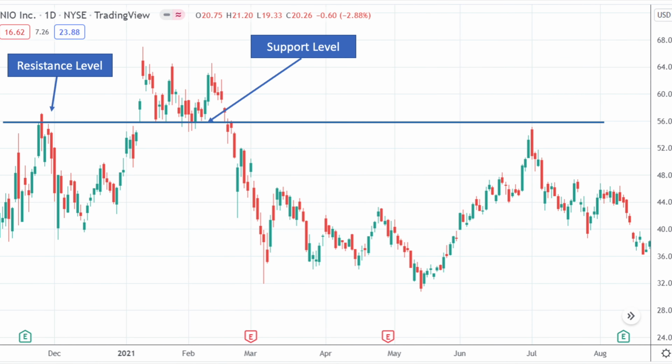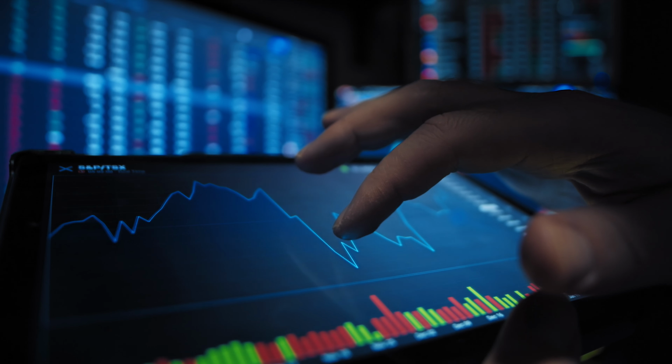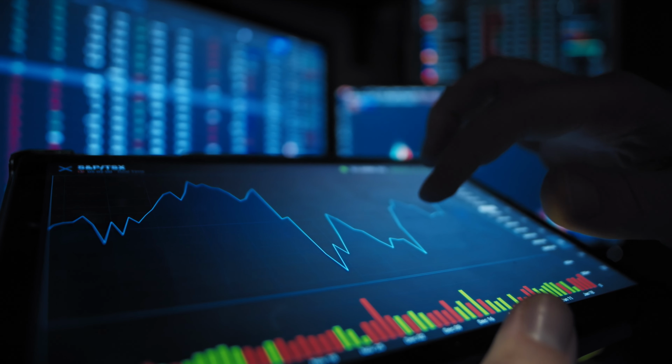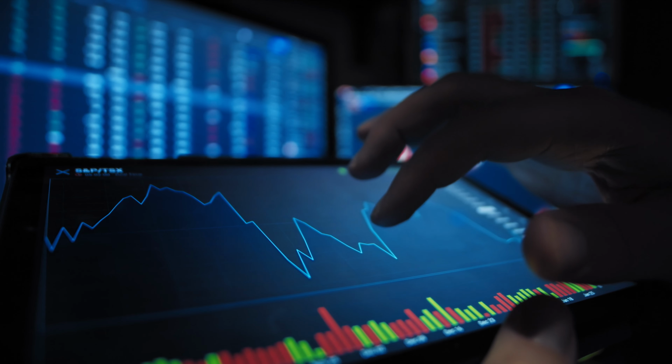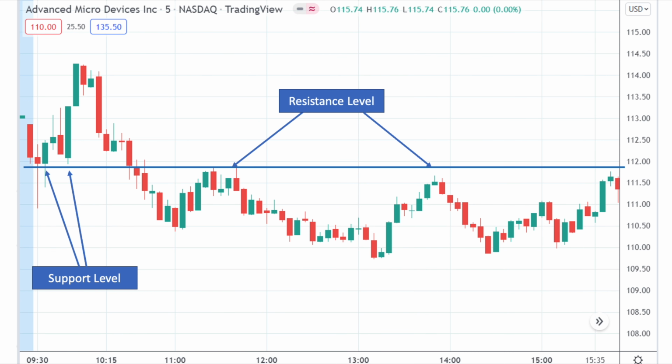Here is another example. Support and resistance levels can be found in any time frame. We discussed a couple of daily charts earlier. The one here is a 5-minute chart for AMD. You may notice that the support level at $111.90 at the market open became a resistance level when the price moved below that level.